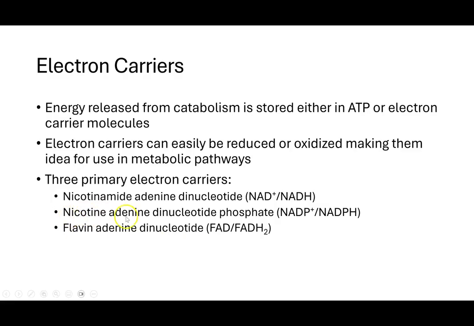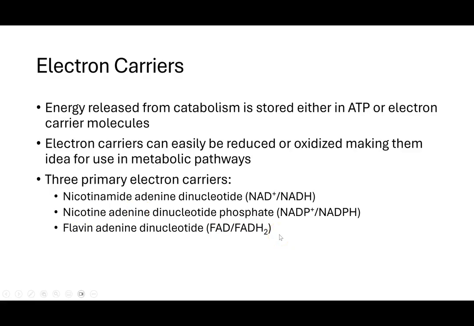Next is nicotinamide adenine dinucleotide phosphate. So this is basically the NAD molecule with a phosphate added onto it, but we see the same thing happening. We can have a positive charge, and if we add that negatively charged hydrogen ion, we get that net 0 charge. And then our last one, this flavin adenine dinucleotide, FAD or FADH2.